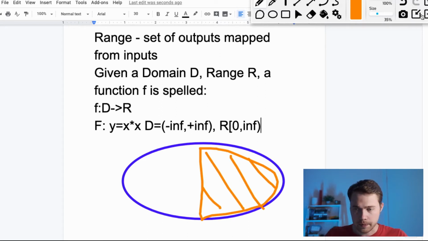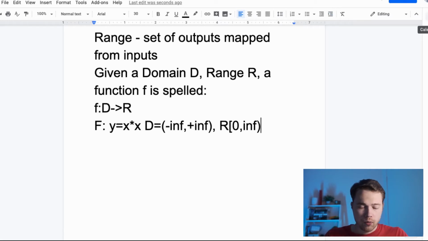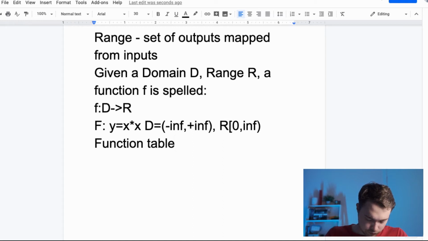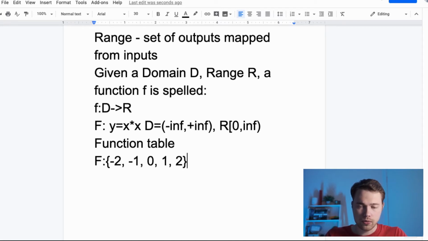Now let's talk about the function table. Saying y is equal to x squared is one way of defining a function. It's also possible to have a function table. What is that? If I say f colon and then provide a set of the domain, so -2, -1, 0, 1, 2, and that has been mapped to, let's say, N, natural numbers. Here I defined my domain and my region. Now we need to define the rule of how we map elements from the domain to elements of the region. And we can create a table for that.